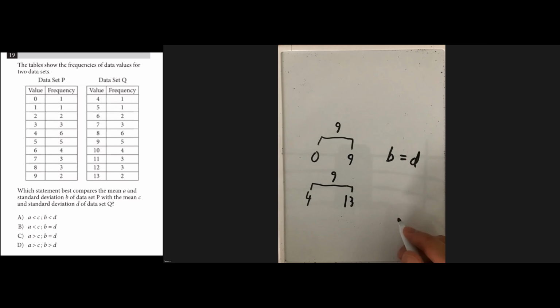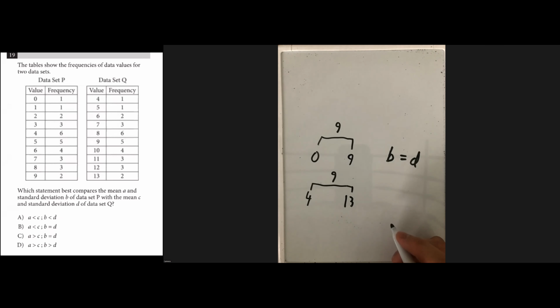And then the next thing we have to do is compare the means. And so the means are the average value, and as you can probably tell, for data set P, the values go from 0 to 9, and it seems like a lot of values are near 4 and 5. And for data set Q, it goes from 4 to 13, and most of the values are near 8 and 9. So the mean for data set Q is greater than the mean for data set P.